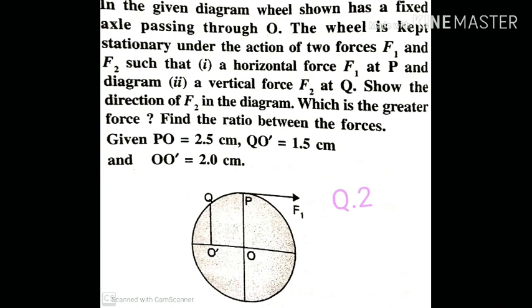The second question is again a diagram based question. In the given diagram, the wheel shown has a fixed axle passing through O. The wheel is kept stationary under the action of two forces F1 and F2: a horizontal force F1 at P and a vertical force F2 at Q. We have to show the direction of F2 in the diagram, say which is the greater force, and find the ratio between the forces. Given PO is equal to 2.5 centimeter, QO dash is equal to 1.5 centimeter, and OO dash is equal to 2 centimeter. Now let's try to figure it out on the whiteboard.